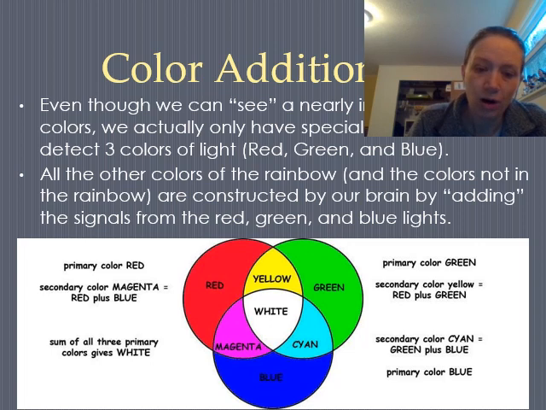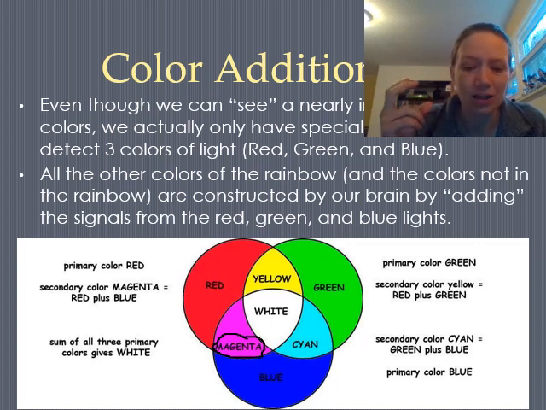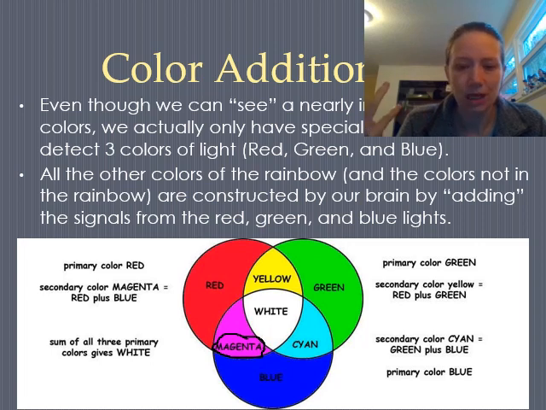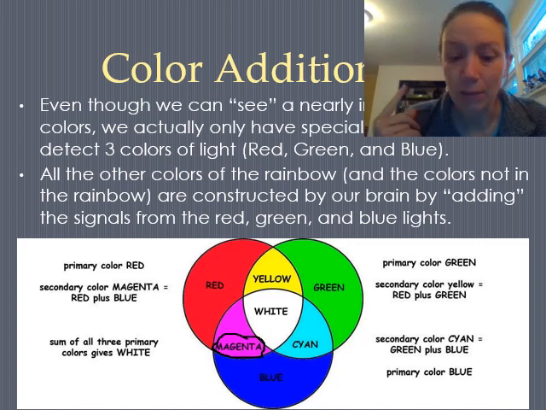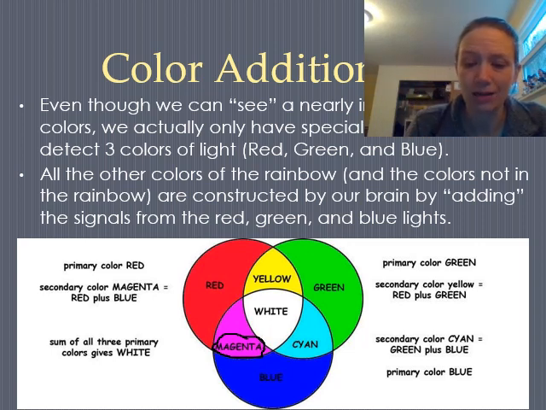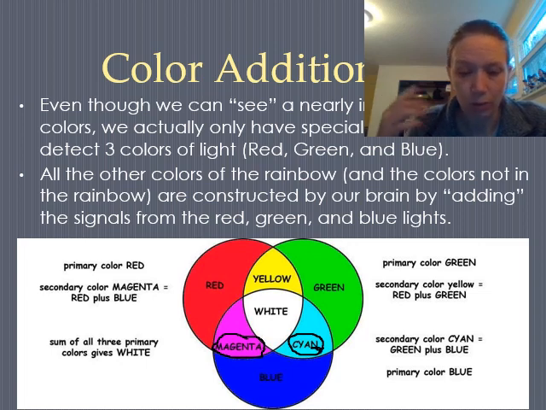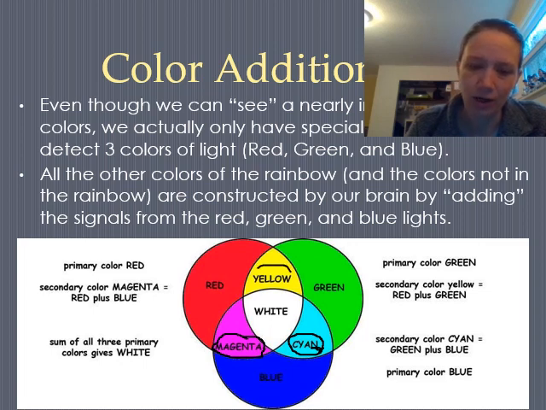So when your brain sees red and blue at the same time, instead of thinking, oh, we're seeing two colors, your brain actually invents this color called magenta, which isn't in the rainbow. That's like a pink color, right? It's not in the rainbow. Your brain tells you that we're seeing this color that is pink and magenta. So whenever you see pink, what's actually happening is the red detector and the blue detector are both getting activated. When you see green and blue at the same time, then we have this color called cyan that our brain figures out. And red and green at the same time actually create yellow.